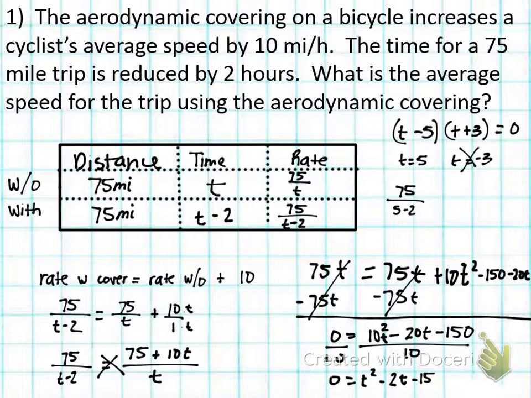Okay, what's 5 minus 2? 3. So what's my answer going to be? What's the speed? 25 miles an hour. Okay? Write this down. Okay, so that is how you do one word problem. I know it took a while.